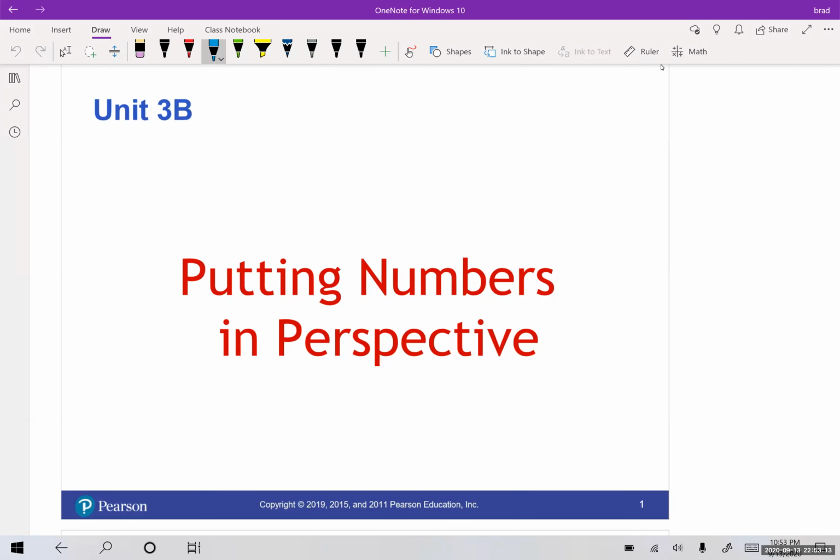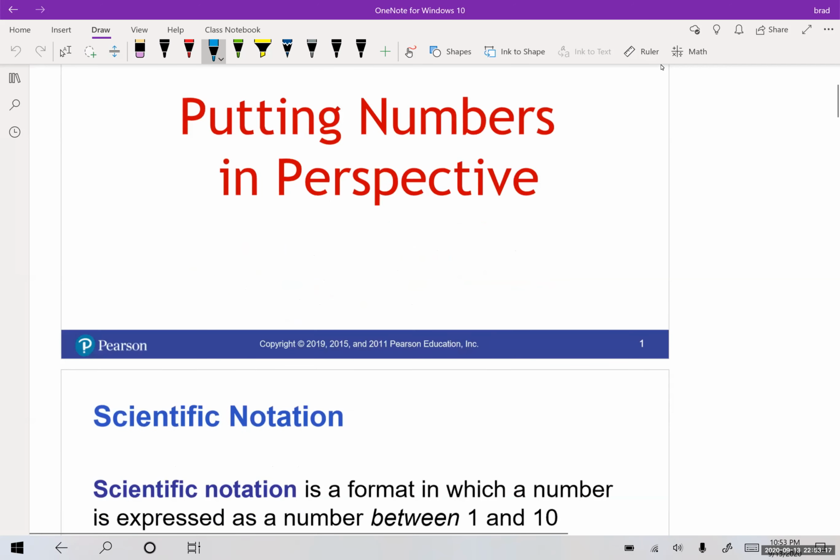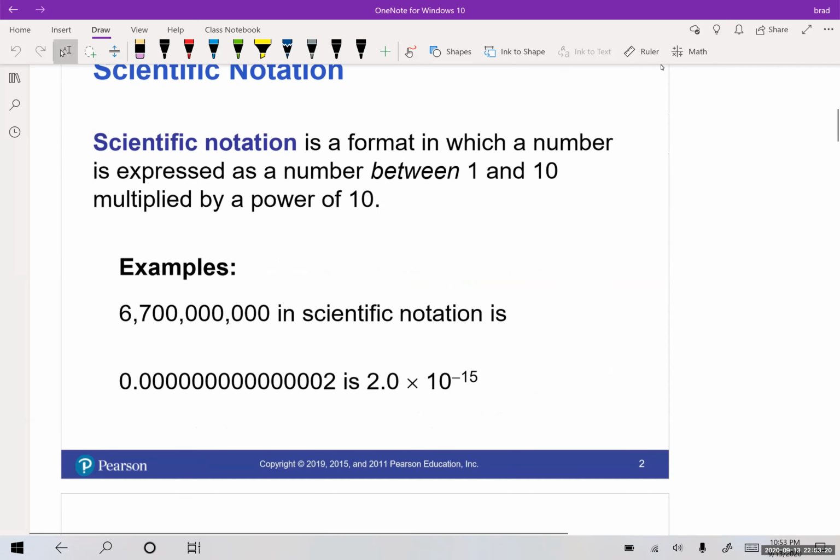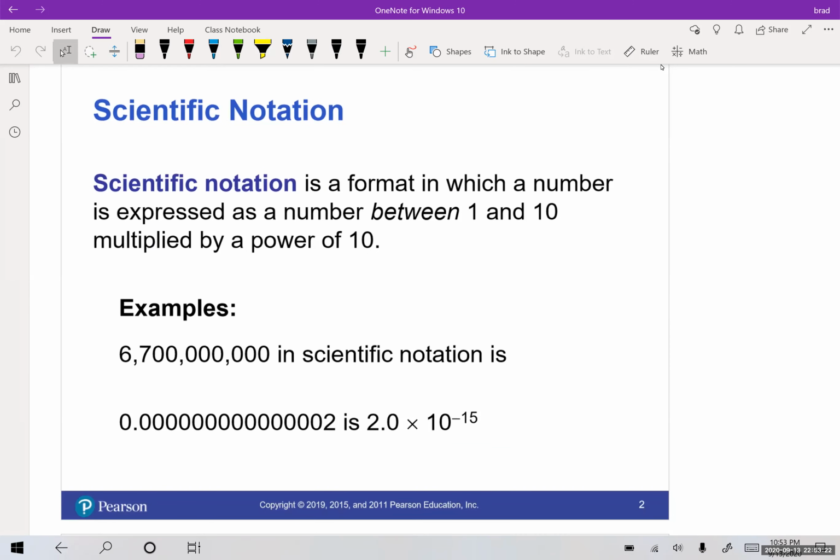Okay, today, guys, we're going to go over 3B, putting numbers in perspective. Basically, we're going to do a little bit of scientific notation in this section, and then a little bit of error. In the next section, we're also going to go into significant digits. There'll be a lot of values that we're going to work with when we do the statistics section. I believe it's chapter 5 or 6. I'll have to go back and look at that.